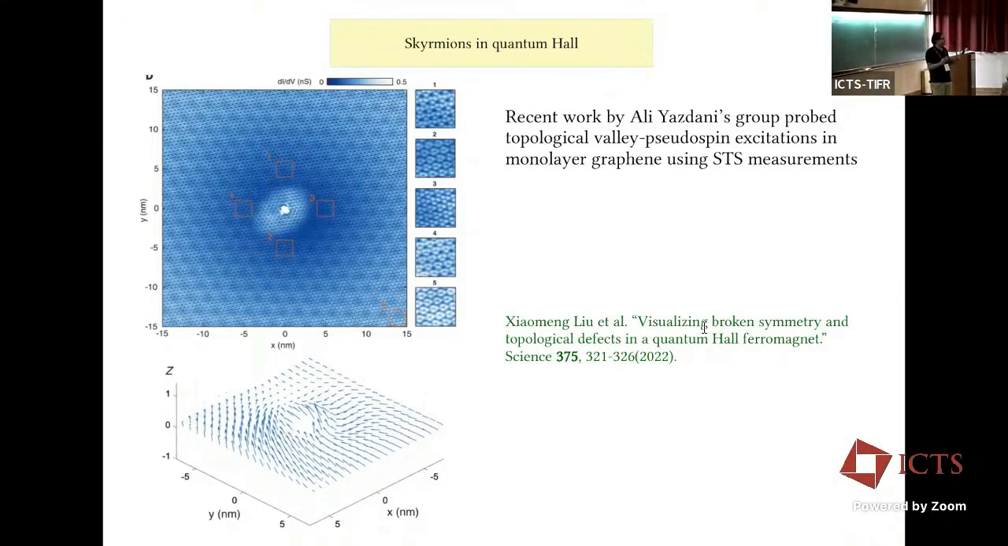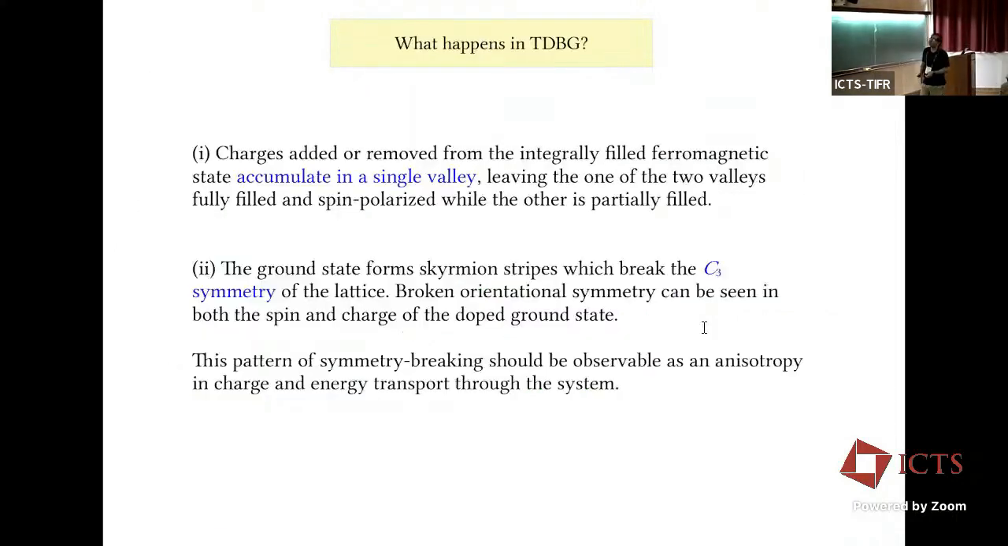This is the same phase diagram Udit was showing yesterday. So this is a beautiful work. They look at this STS study, looking at the valley texture, if you wish, locally, and one finds something called meron anti-meron pairs, like a Skyrmion. Okay, it's a topological defect of a state which is like a quantum Hall state.